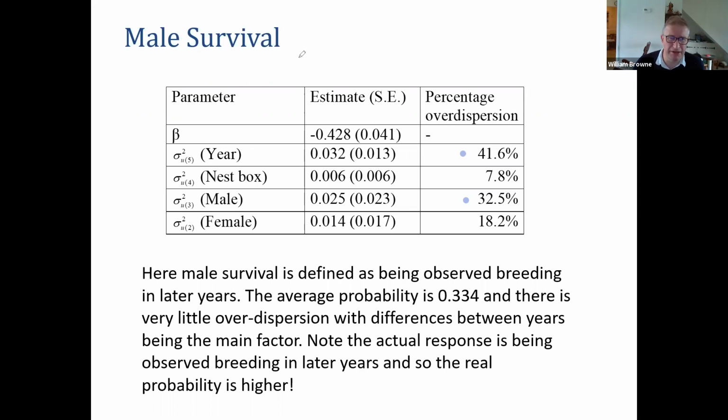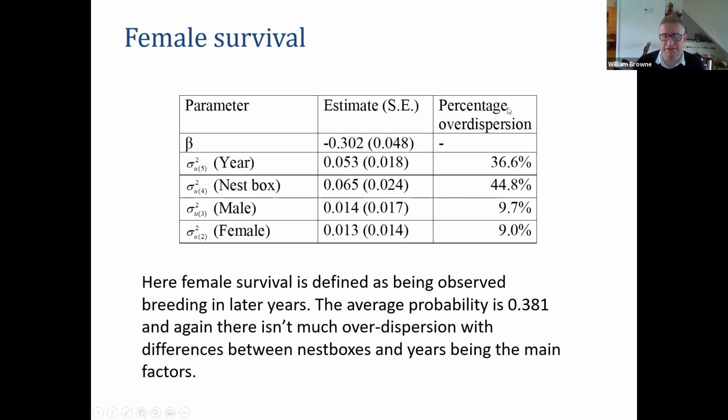And we can see a similar picture if I clear these drawings and move on to the last slide here on the data. Here's the females, and actually the females, interestingly, again, there's a slightly higher probability here. There's 0.381 of them being observed later. Again, there's not a lot of overdispersion, but this time around, it's actually the nest boxes that they're using and the year that are having an impact.